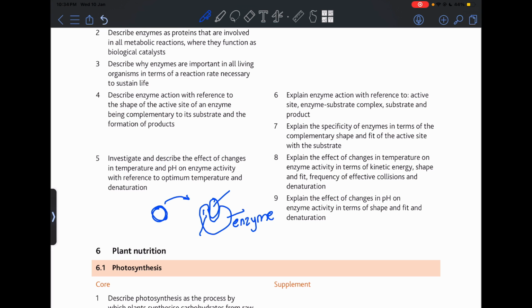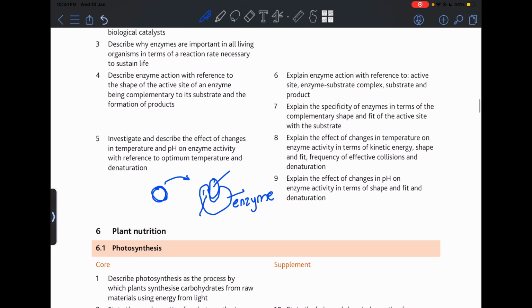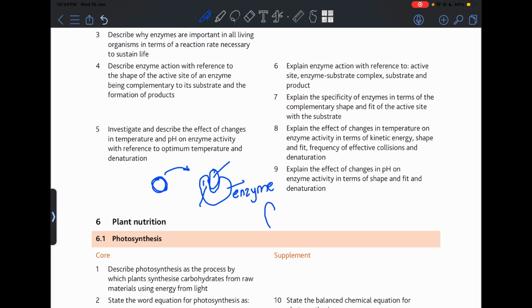And denaturation is when the enzyme shape changes. For example, it is supposed to look like that, but after denaturation, it will basically melt down and the shape will change into something like this. So if there's this substrate and it tries to bind over here, it will not work because the active site changed shape. So it will not work anymore. This is what denaturation is. You have to know all of this, of course.